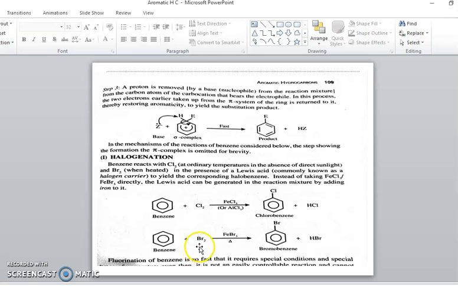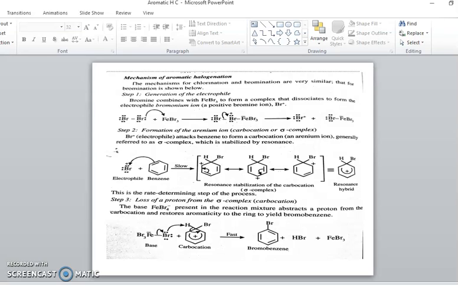Or another example, benzene is treated with bromine in the presence of FeBr3 to get bromobenzene. These are examples of what is called a halogenation reaction. Now we will discuss the mechanism of aromatic halogenation.